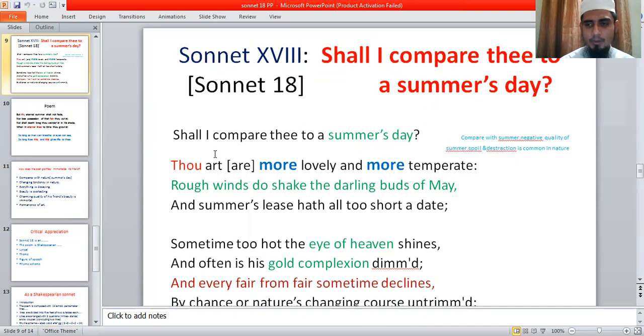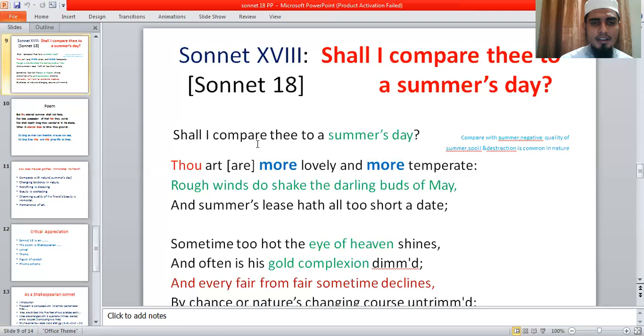I would like to explain the poem very briefly with you. The poet says, "Shall I compare thee to a summer's day? Thou art more lovely and more temperate. Rough winds do shake the darling buds of May, and summer's lease hath all too short a date." So this is the first quatrain, the first four lines.